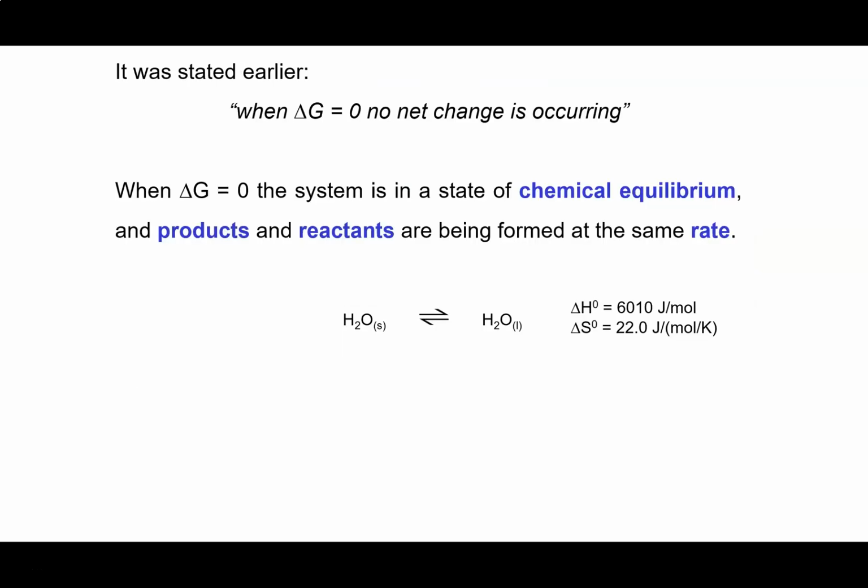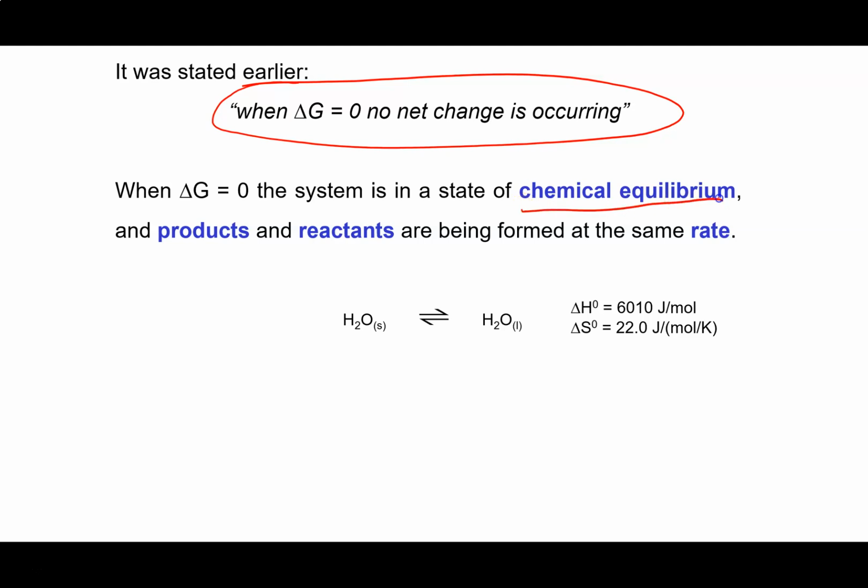Okay, we did briefly mention this concept. We said that when delta G equals 0, no net change is occurring. So what does that mean? Well, what it means is that when delta G equals 0, the system is described as being at a state of chemical equilibrium.